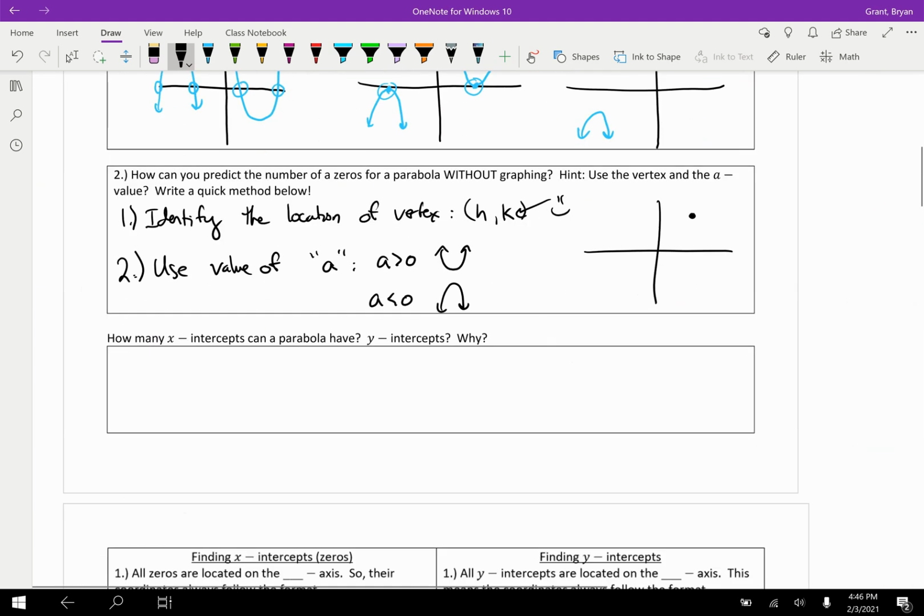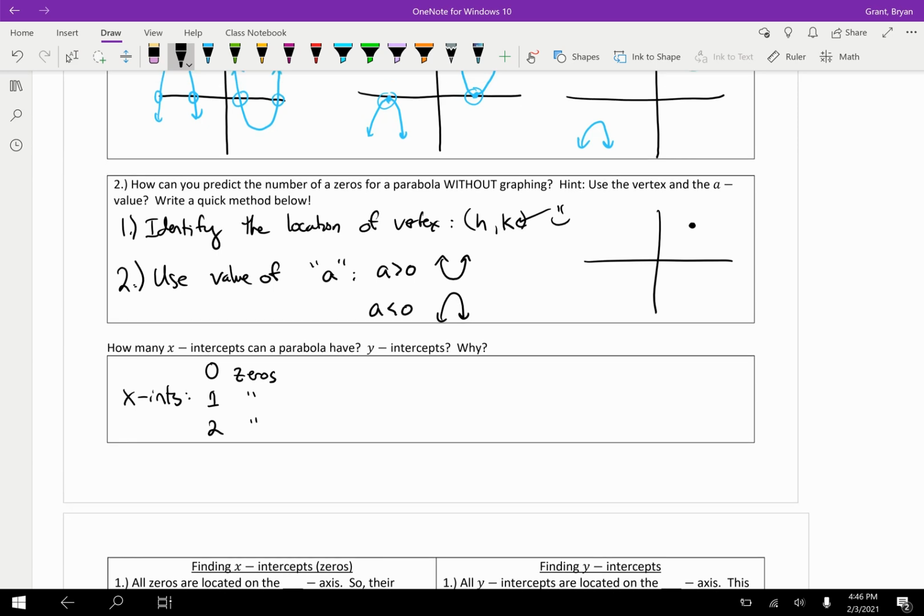Last part of this first page: how many x-intercepts, or how many zeros, or how many solutions can a quadratic equation have? Well, the most, so we'll say x-intercepts, if we're talking real zeros for our intents and purposes again, you could either have 0 zeros, it doesn't cross the x-axis, 1 of them, or it can cross twice. However, y-intercepts is a little different.